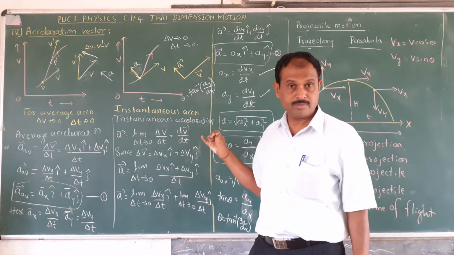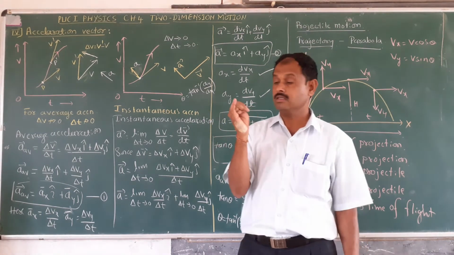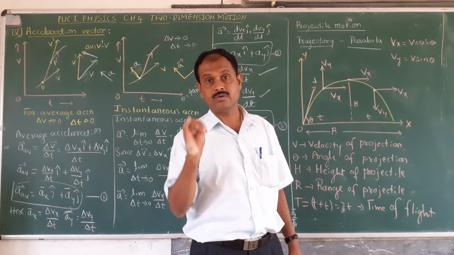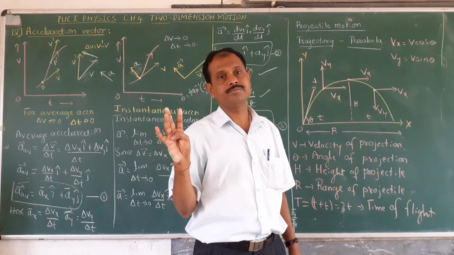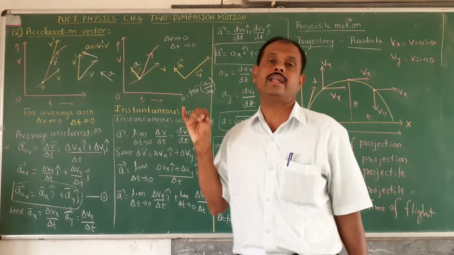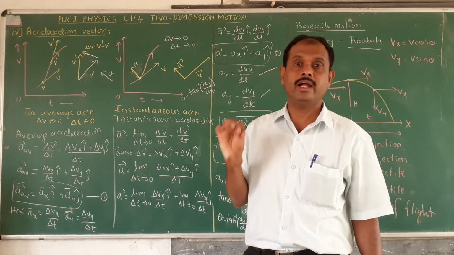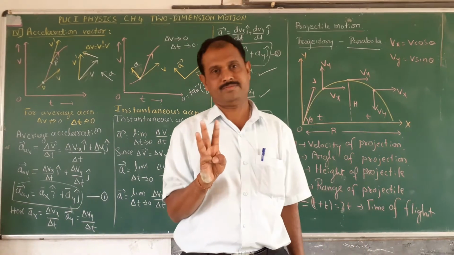Today in this video clip I will discuss clearly in detail average acceleration and instantaneous acceleration. There are 4 points: position vector, displacement vector, velocity vector and acceleration vector. These are the important 4 points, and in each and every case there are 3 equations.